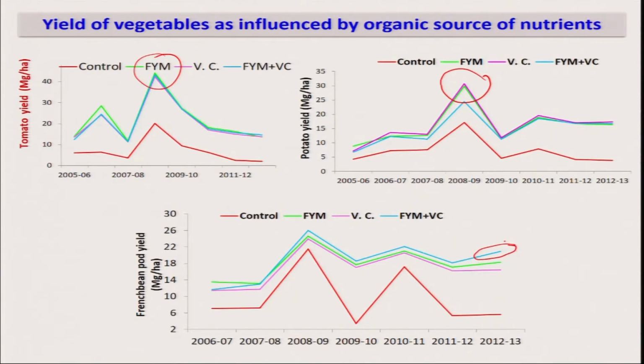Why is FYM plus VC the highest in the case of French bean? Because vermicompost also helps by providing some growth stimulators, auxin and gibberellin, so it also gives growth. Farmers have to choose which type of vegetable they want to grow and how much vermicompost they can generate within their own farm. They cannot purchase it from the market, as it will not be cost effective. So if he has a sufficient amount of vermicompost, we always recommend replacing 25% of the recommended nitrogen by applying it through vermicompost and the remaining 75% through FYM.